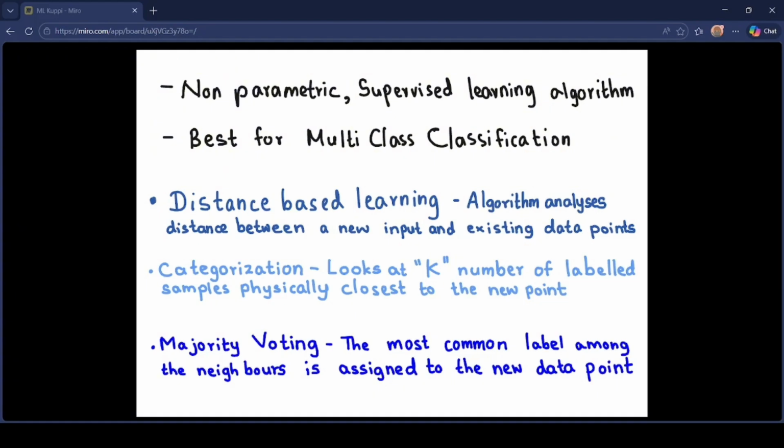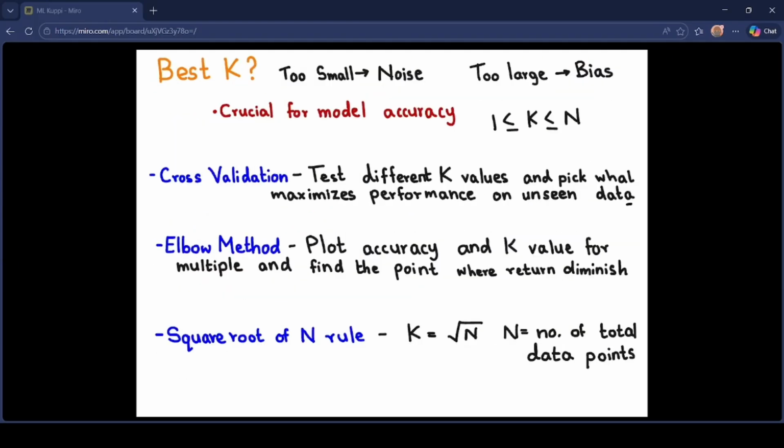So now that we've been talking about K, and before we get into an example, we look at how to find the best K for our algorithm in the specific case. In this case, K plays a very crucial role in the accuracy of a model. If K is too small, this could create noise, and if K is too large, it would be biased, which both cause the model accuracy to drop.